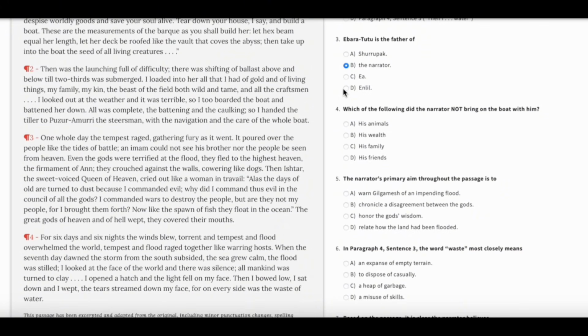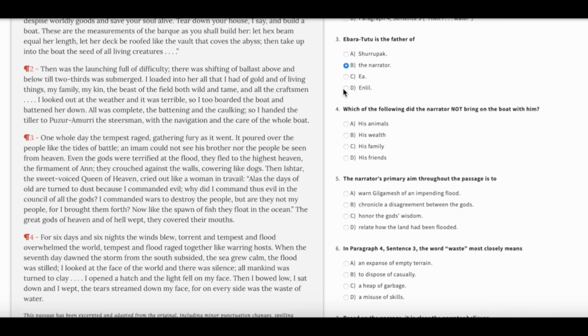So let's test the answer choices. Notice it says, what did he not bring with him? They put that in all caps. Did he bring his animals? Yes. So it's not A. Did he bring his wealth? Yes. Even though it doesn't say the word wealth, we have the idea. Why do you know he brought his wealth? Because he loaded into her all that he had of gold. There you go. That's definitely his wealth.